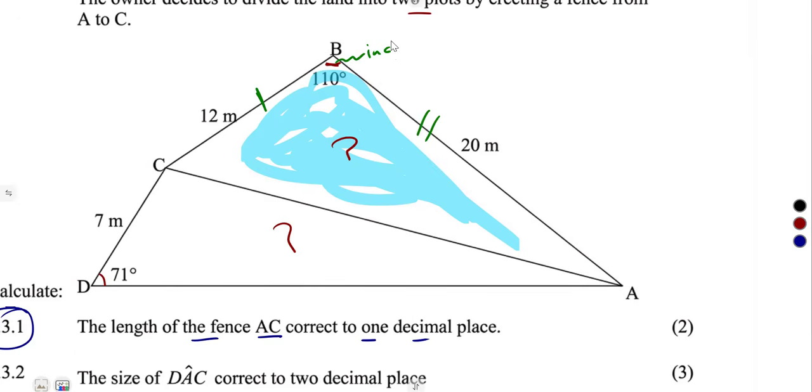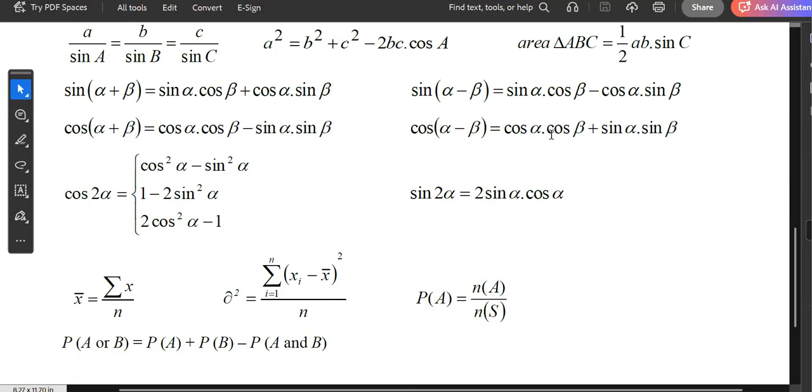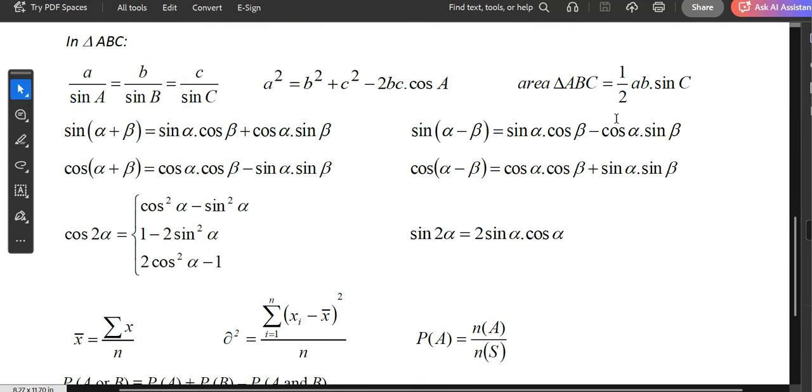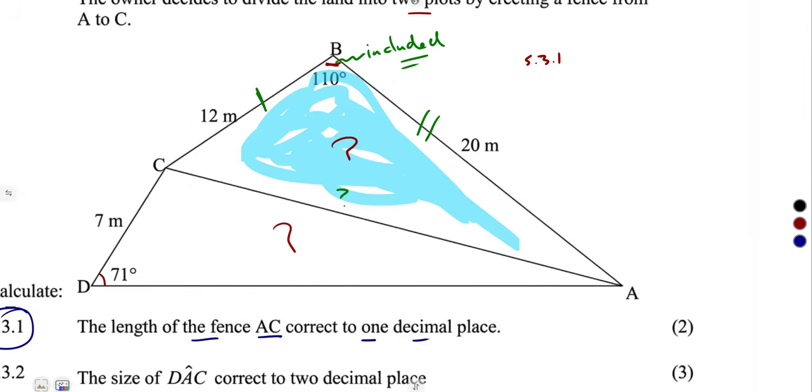B is an included angle. Remember, calculating the third side from the cosine rule. That is the condition. So the cosine rule, guys, do not worry about this because you are given the formula. In your formula sheet, you have the formula. So learn to adjust that. The formula is just straightforward. A squared is equal to B squared, this and that. What does it mean? What is the meaning of what is given there?